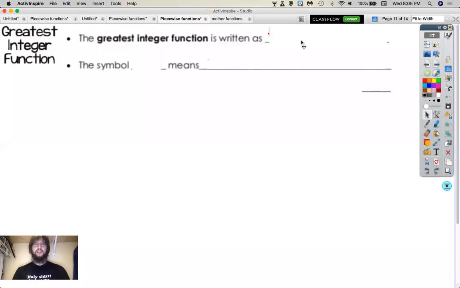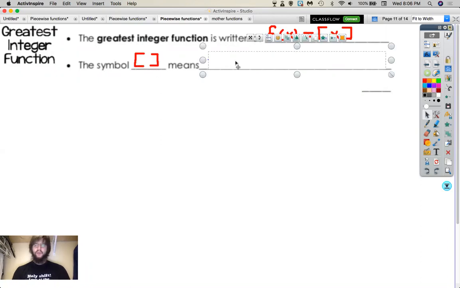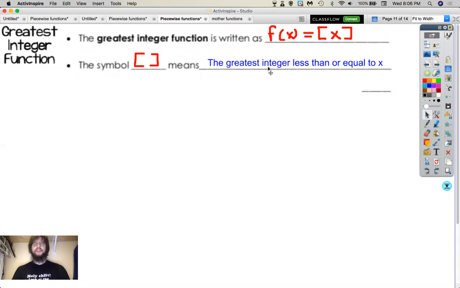Hey guys, so today we're going to start by looking at the greatest integer function. Now the way we're going to write this in this class is f of x equals, and we're going to use brackets, x. There are actually many different ways that people notate this. This is what we're going to do because, in my opinion, it's the easiest way to write it. So for this function, what do these symbols mean? It means the greatest integer that is less than or equal to x.